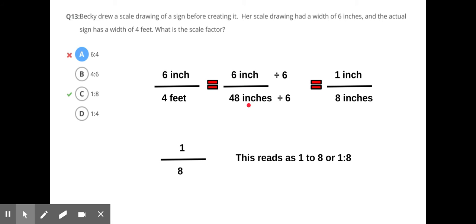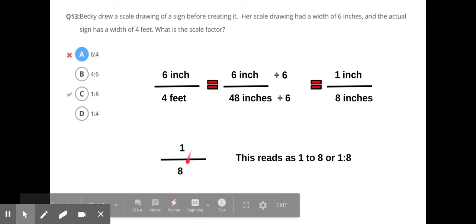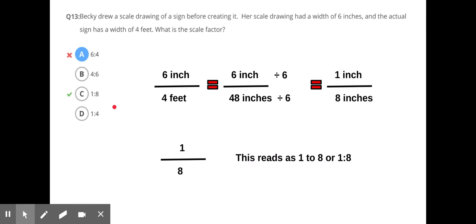And then what we do is we simplify it, because a fraction that can be simplified, we simplify it. So that simplifies to 1 inch over 8 inches. And since we have inch over inch, we don't really need that. So we get a 1/8 scale factor, which reads as 1 to 8, or 1 colon 8, which is what your correct choice is here. So how about the next problem?